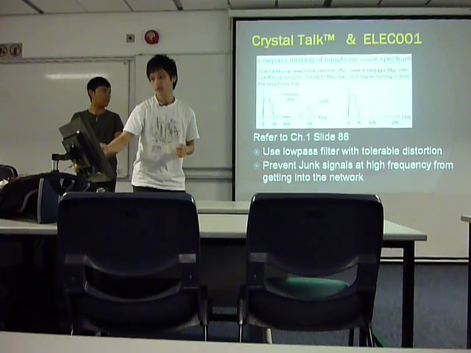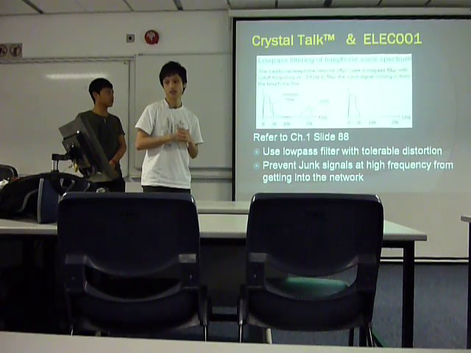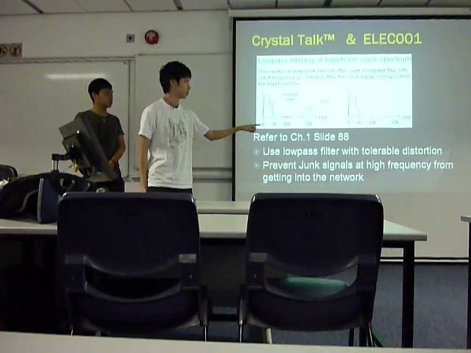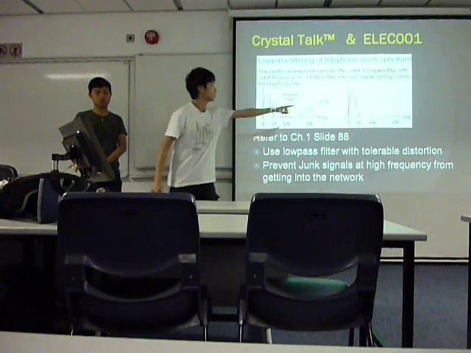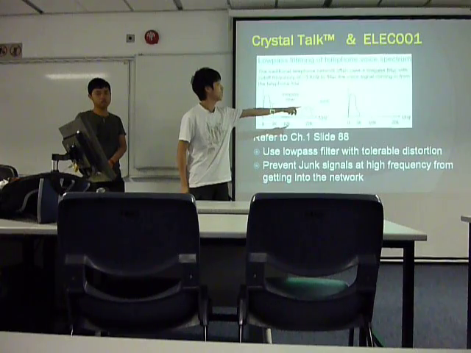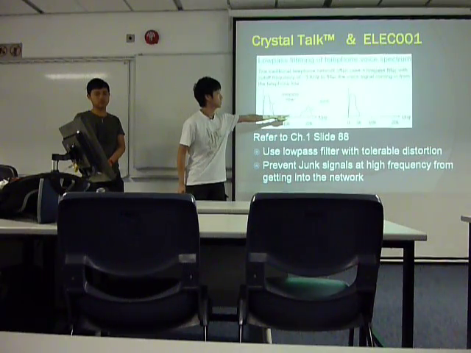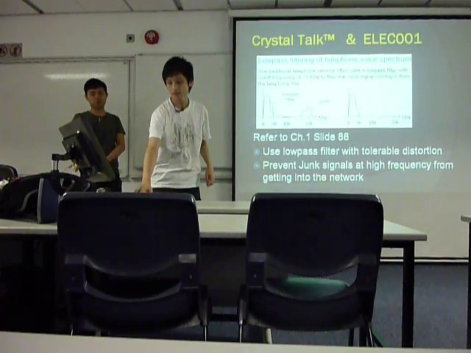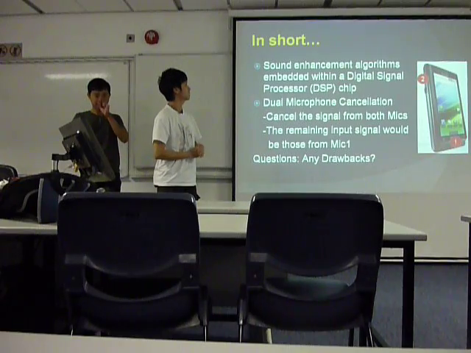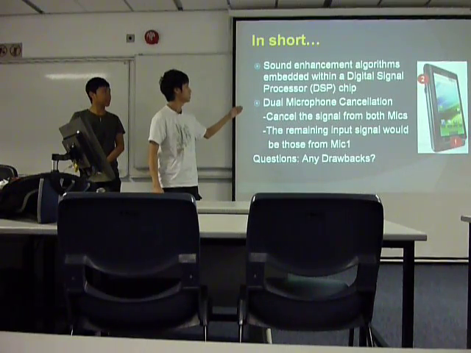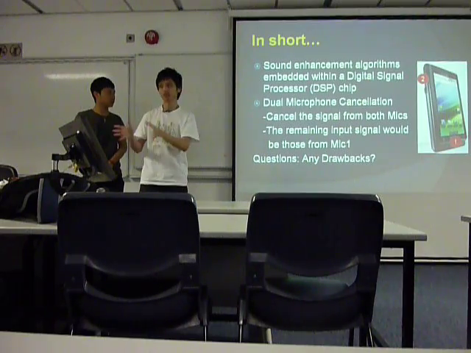So Crystal Talk actually uses some technology using a low pass filter within a tolerable distortion to eliminate the background noise. The right graph shows the result after using the filter. You can see that the green joint signal is removed. In short, Crystal Talk is using some DSP chips and dual microphone cancellation to create a crystal clear Crystal Talk.